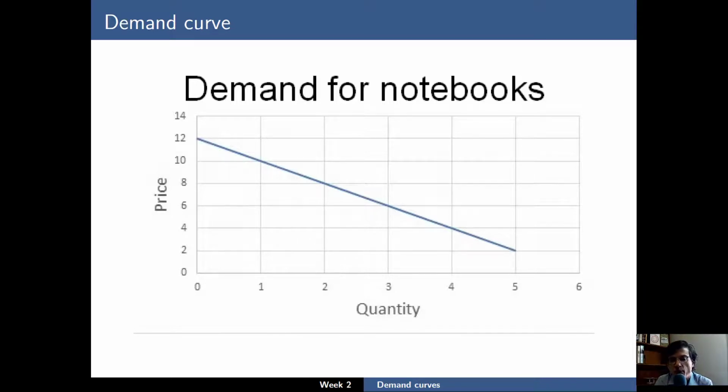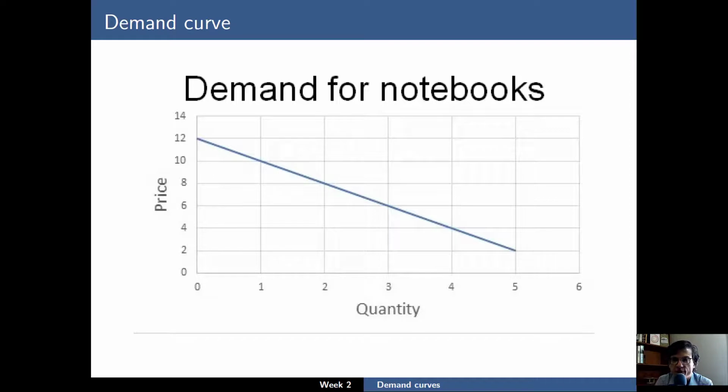Allowing fractional notebooks allows us to have this nice clean line, and that's why in most cases we're going to assume that fractional notebooks are allowed. In fact, we won't assume that fractional notebooks, or fractional whatever, are not allowed unless we specify that specifically in a question. So these are 2 different kinds of graphing of demand, what we call a demand curve.